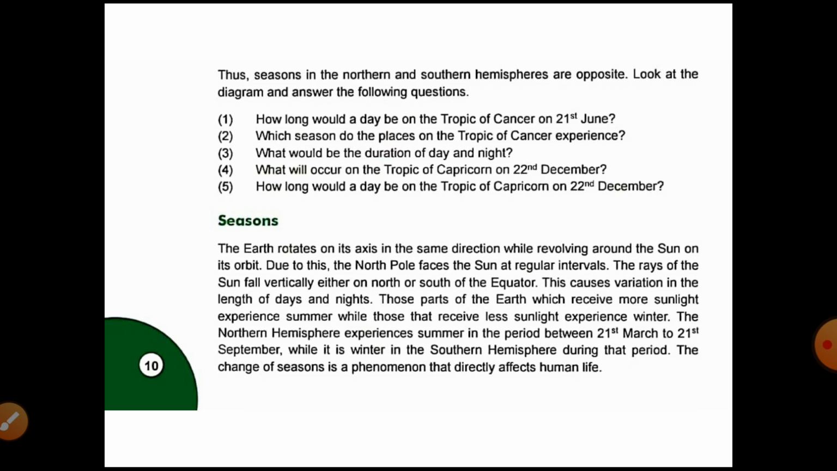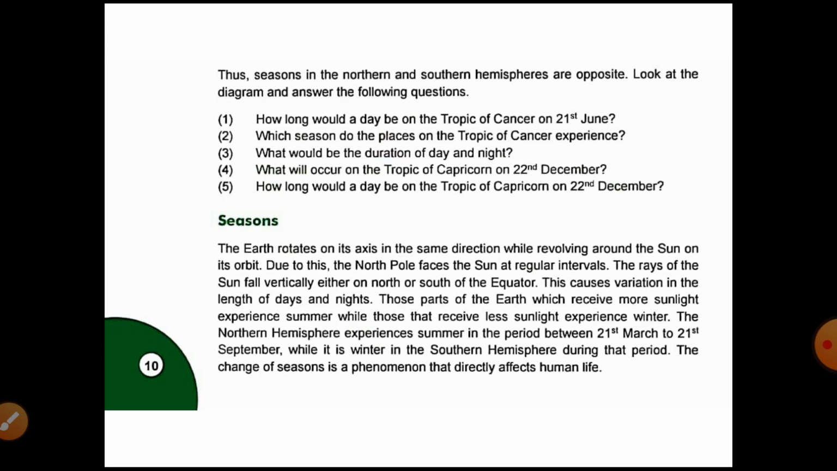Because of that, we can see the variation, which means the unequal duration of days and nights. Those parts of the earth which receive more sunlight experience summer season. As I told, in the northern hemisphere, the Tropic of Cancer, which is receiving straight sunlight, is experiencing summer season, which occurs from 21st March to 21st September, while it is winter in the southern hemisphere during that period.